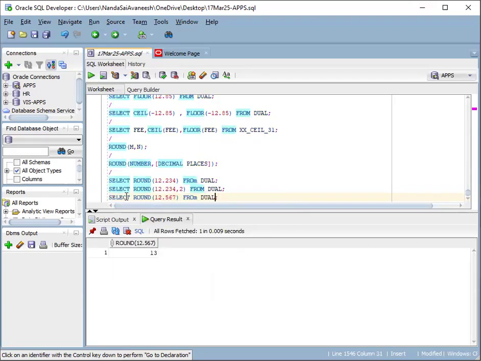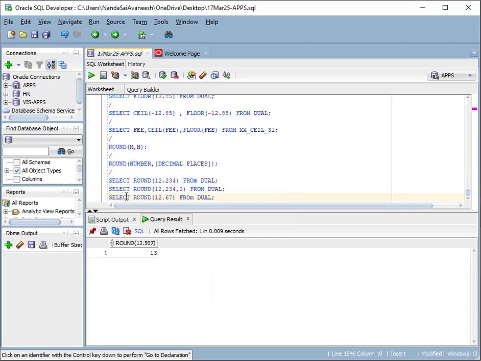What is the difference? It is becoming 13. It is rounding based on the decimal value. If the digit after the decimal point is 5, it is going to round up to the next value, that is 13.